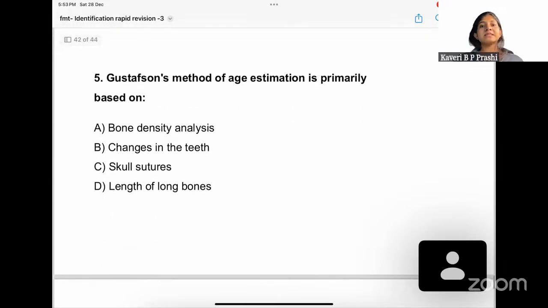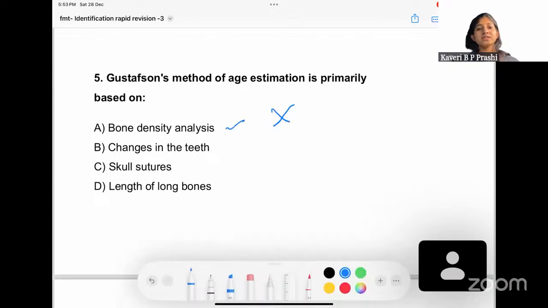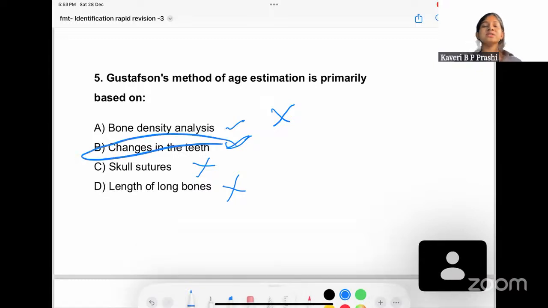Gustafson's method of age estimation is primarily based on dash. It is also an easy question. Option A, bone density analysis. No. Changes in the teeth? Yes, could be. Let's see the other options as well. Skull sutures? No. Length of long bones? No. So what is the right answer? Changes in the teeth. Option number B is the right answer.